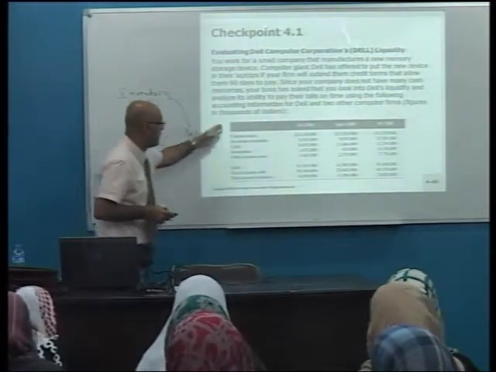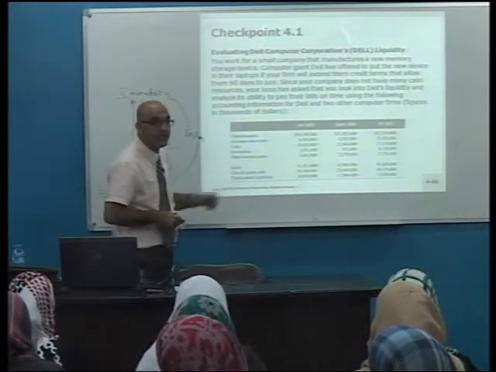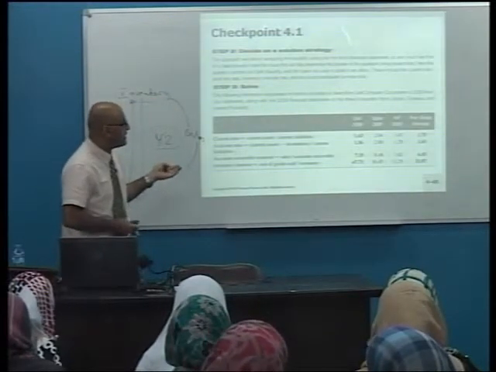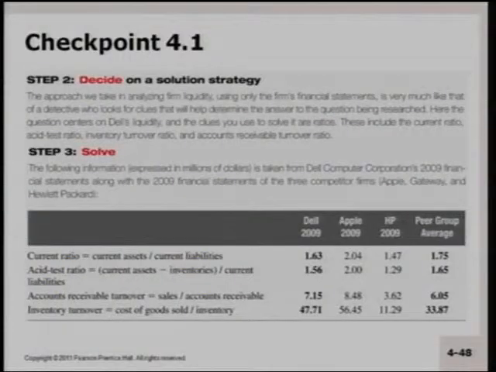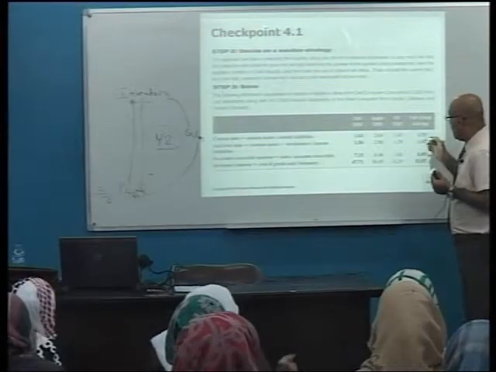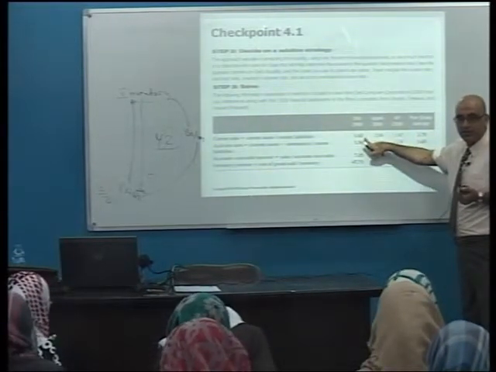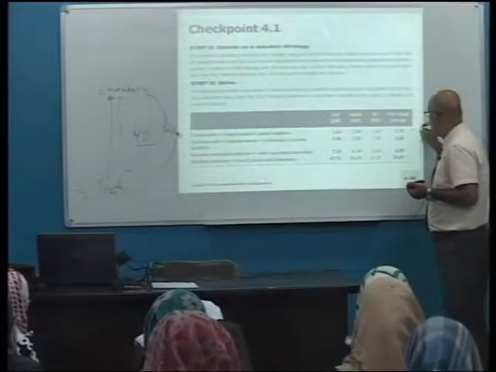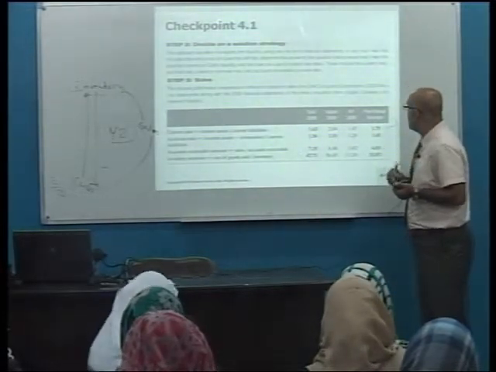So you have these accounts: the current assets, account receivable, cash, inventories, sales, cost of goods sold, and the total current liabilities. If you do the calculations, look at the current ratio here. It is 1.63, and the average of Apple and HP you get is 1.75. We can judge on this that Dell has a lower liquidity ratio, so it's bad, lower than the peer group, if you compare Dell with the average ratio.